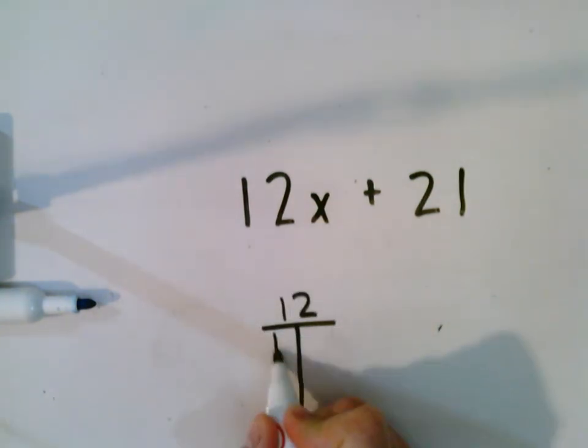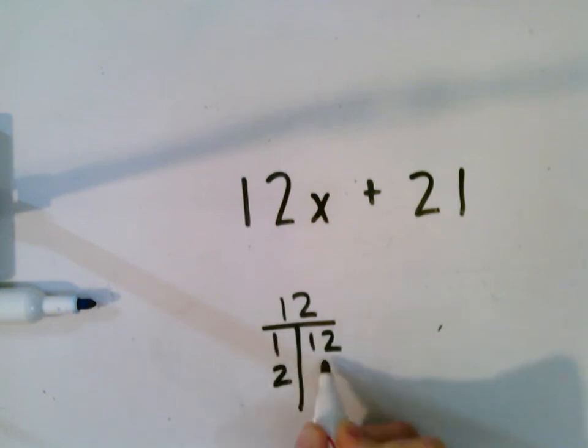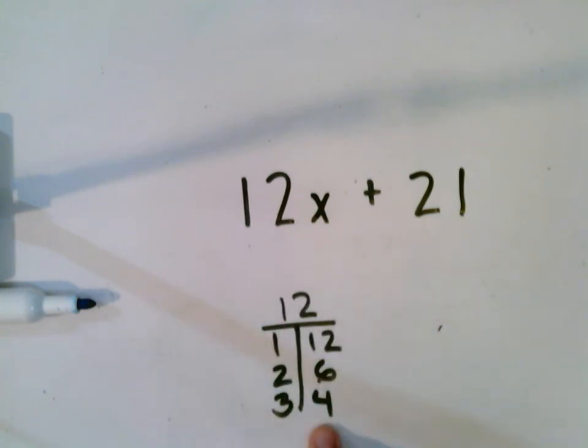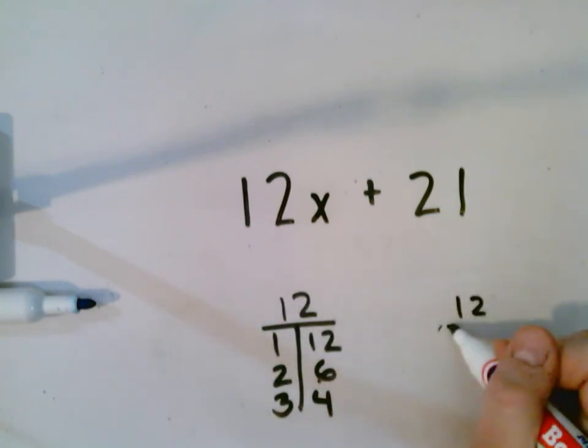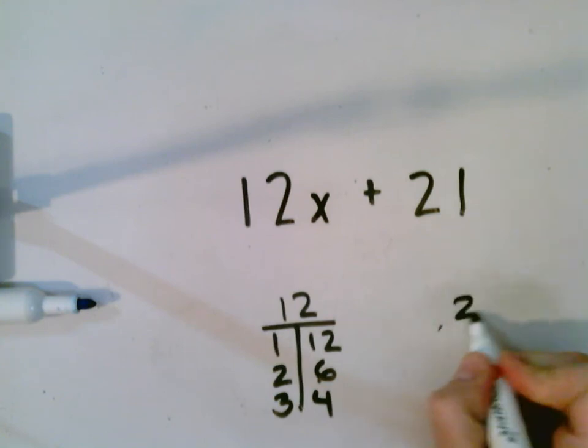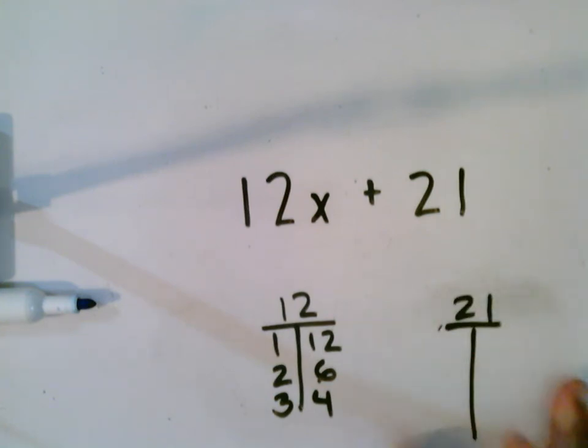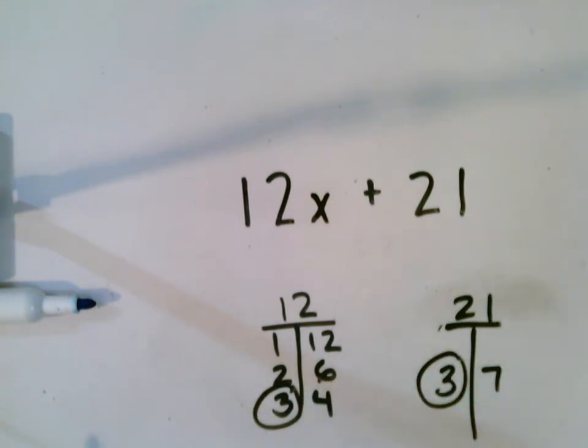For 12, I have 1 times 12, 2 times 6, and 3 times 4. Are any of these numbers also a factor of 21? You can use your multiplication chart if you want to look and see if 21 is on the list of any of these, but we should know by now that 3 times 7 is 21. So that is my common factor. I'm going to use 3 because 3 is a factor of both 12 and 21.